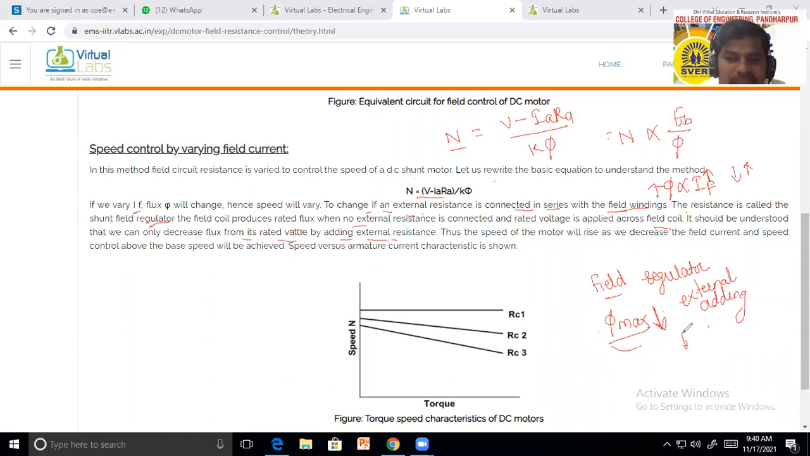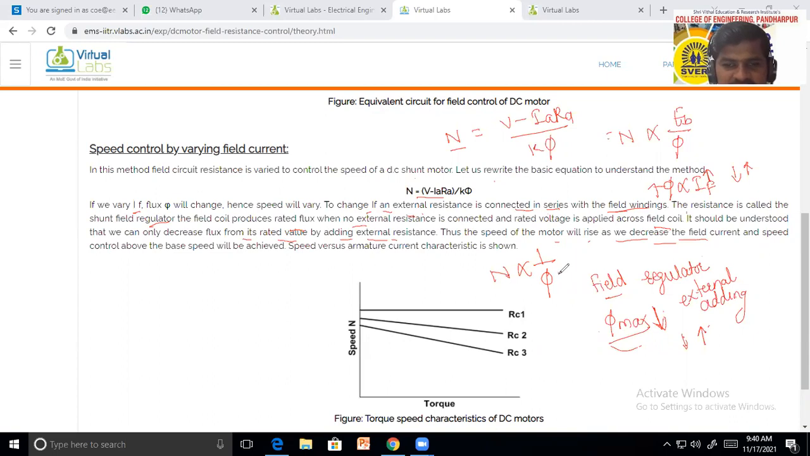If the flux is reduced, then the speed of the DC motor will increase. The speed of the DC motor will increase. Okay, now the speed of the motor will rise as we decrease the field current. If the field current decreases, what happens to the speed? The motor's speed will rise. That is according to the equation N is directly proportional to Eb by phi. If Eb is constant, we can write it like this also: N is proportional to 1 divided by phi.